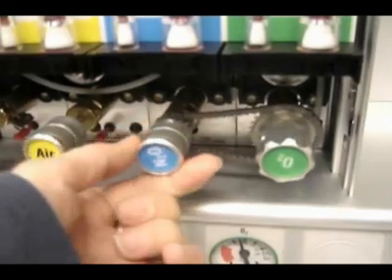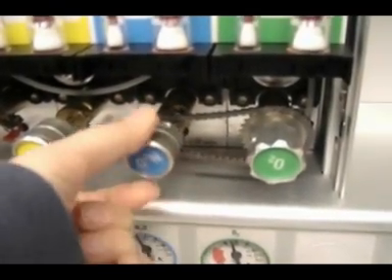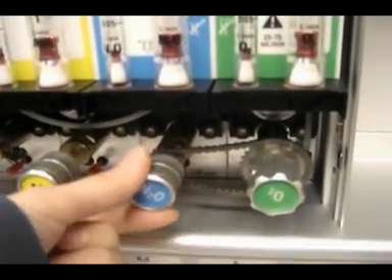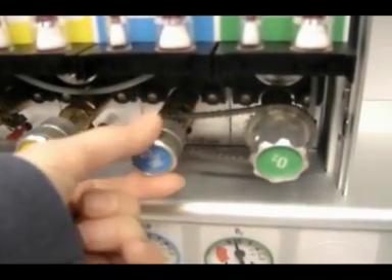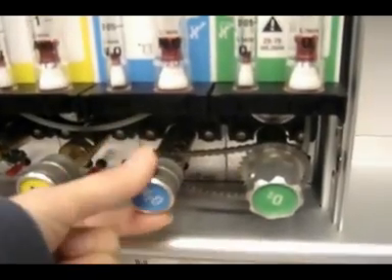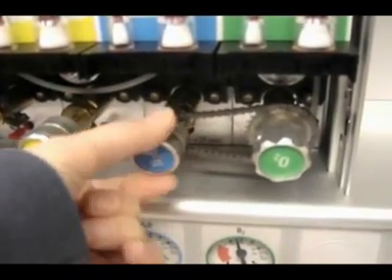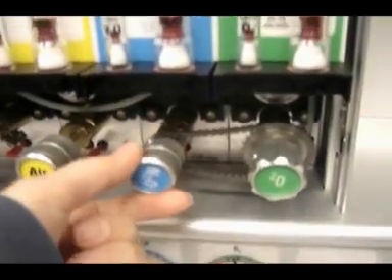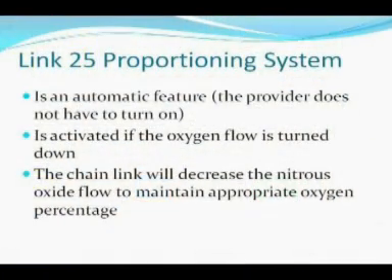This is how it works. There is a chain linking system that links oxygen and nitrous oxide together. When the nitrous oxide knob is turned to open the valve, a sprocket drives the linking chain to turn the oxygen on as well. This feature is automatic and does not have to be turned on by the provider. This feature is also activated if the oxygen flow is turned down. The chain link will decrease the nitrous oxide flow to maintain a sufficient percentage of oxygen.